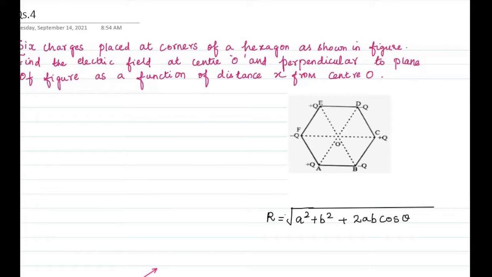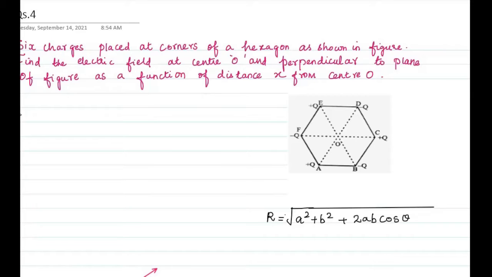The question is, six charges are placed at the corners of a hexagon as shown in the figure. Find the electric field at center O. You have to find the electric field perpendicular to the plane of the figure as a function of distance x from center O.